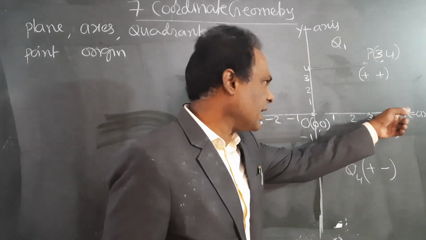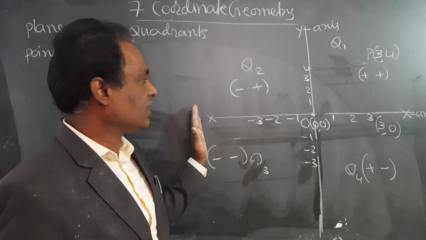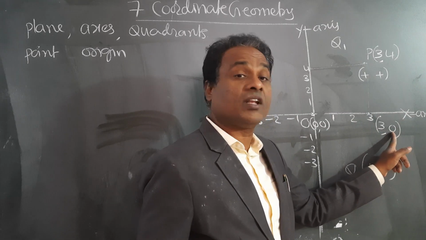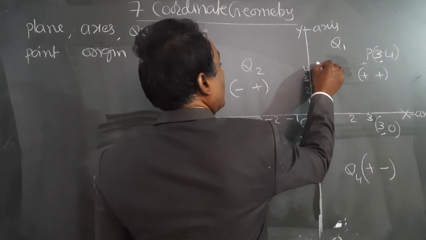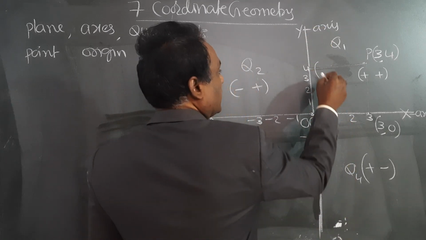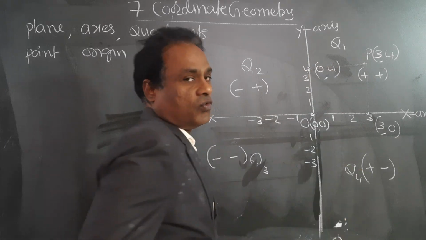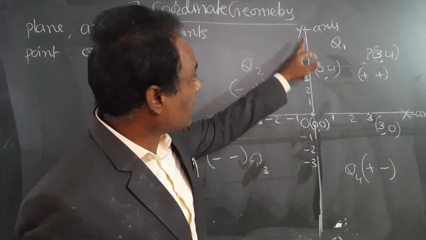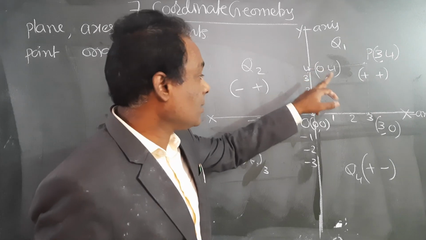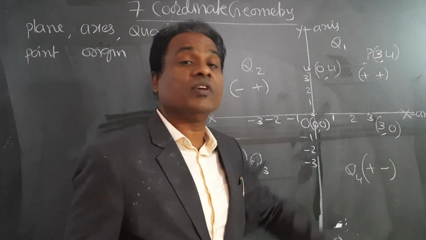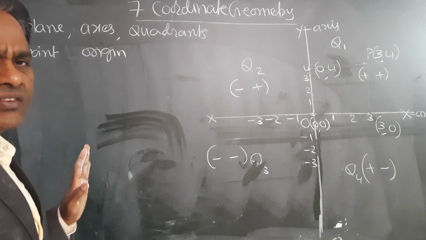So on the x axis, this side x value increases, this side x value decreases, but for any point on the x axis y will be 0. Similarly on the y axis, y value increases, y value decreases, but x is always 0. Say this is the point, that means (0, 4). So any point on the y axis, x value will be 0. Any point on the x axis, y value will be 0.